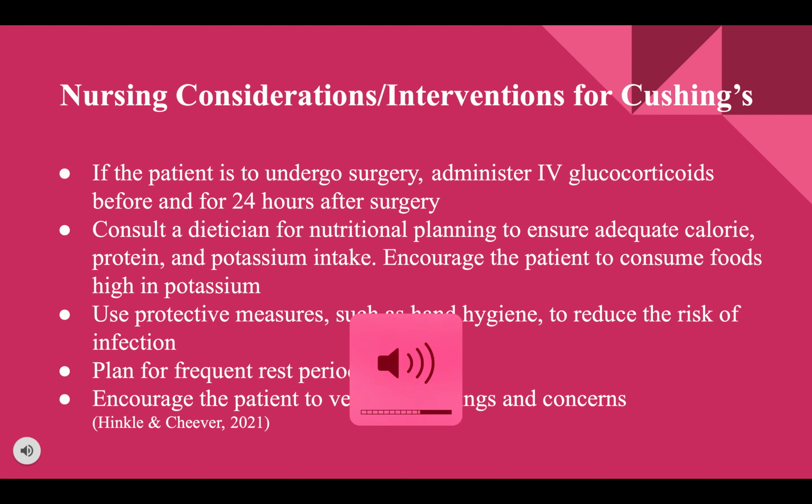Key considerations and interventions for Cushing's disease. In instances where the patient has to undergo surgery, IV glucocorticoids should be administered before and after surgery. This is necessary because if glucocorticoid medications are stopped abruptly, the patient can experience an adrenal crisis, which is a medical emergency that requires immediate treatment.